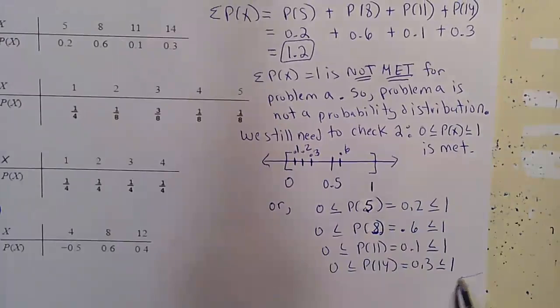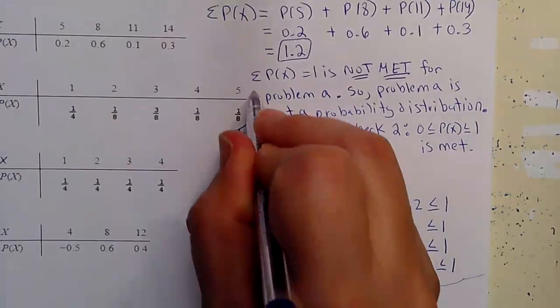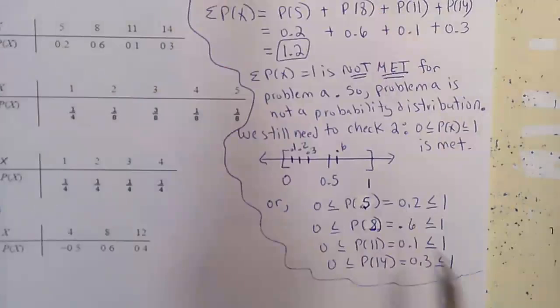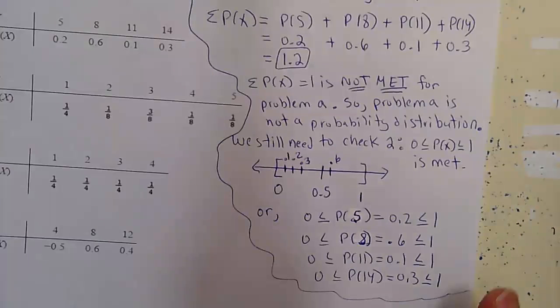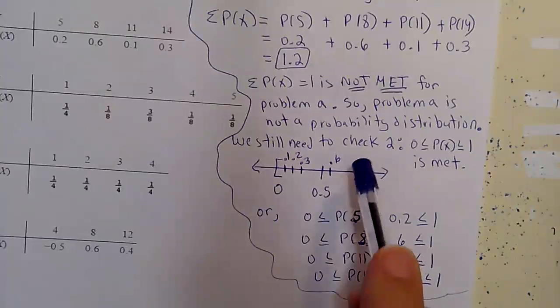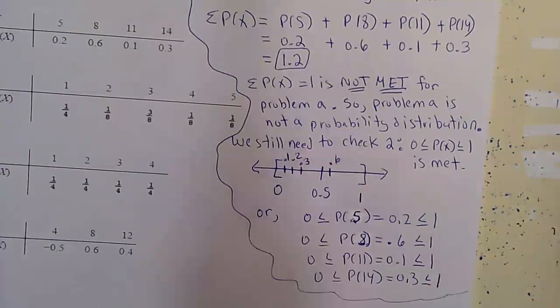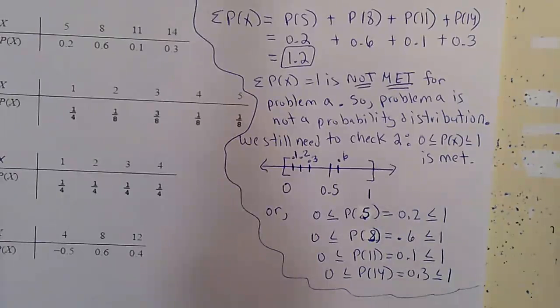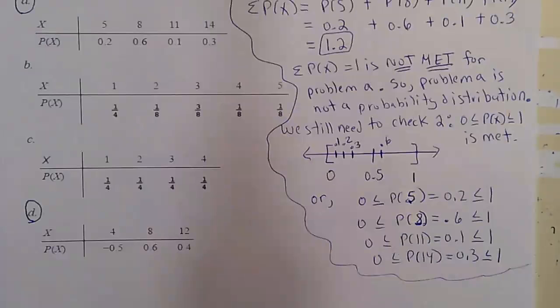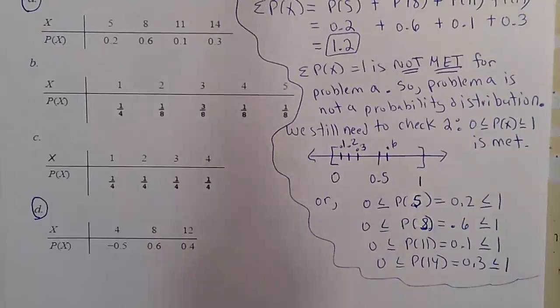Okay. All right. So this one's met. Okay. So even though this one's met, it's still not a probability because the first one, number 1, wasn't met. Okay. And that's fine. So you're still checking. Okay, now let's do D.